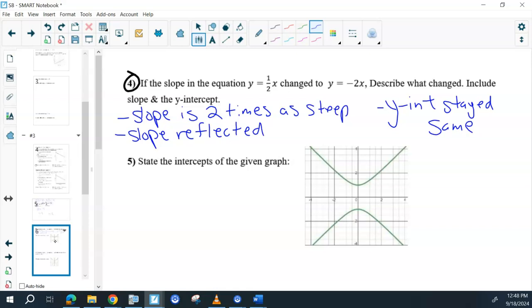So it's not asking us to actually graph it, but to visualize what would happen on a graph between these two, and looking at 1/2 and negative 2. The negative is taken care of because of the reflection. The 1/2 becoming 2 makes it, it's actually 4 times as steep, but whatever.